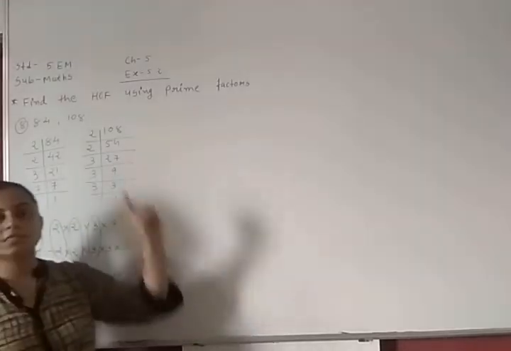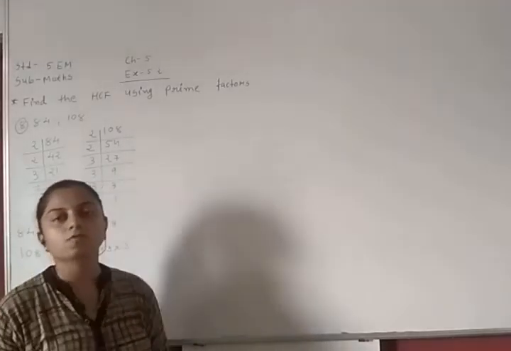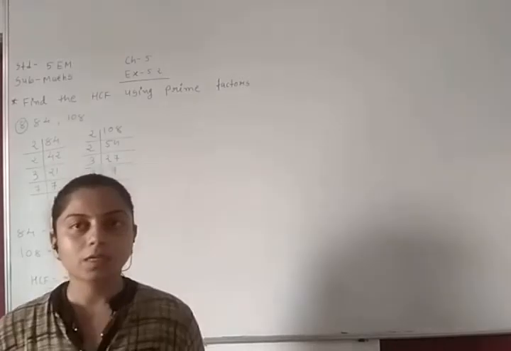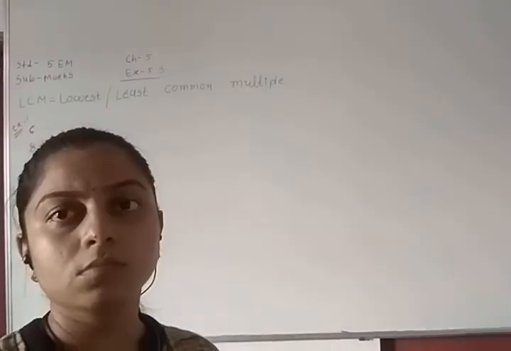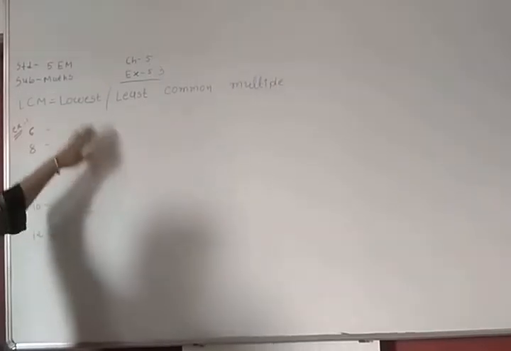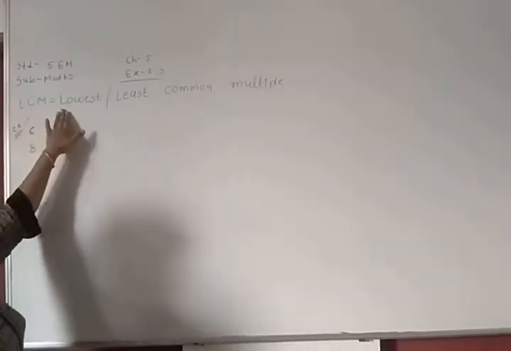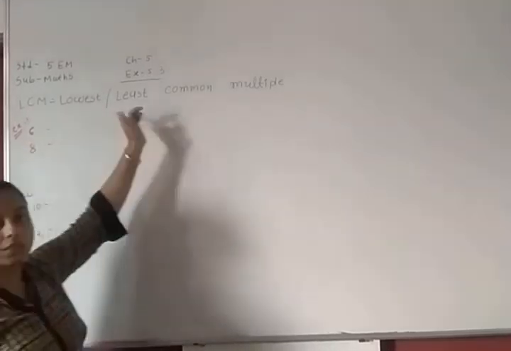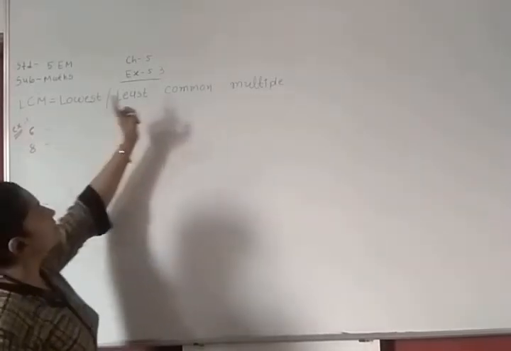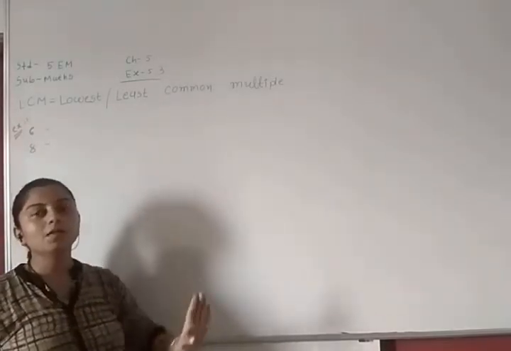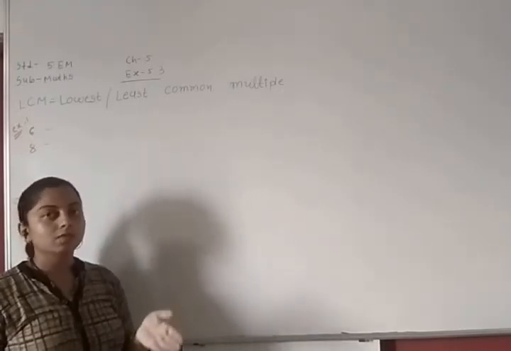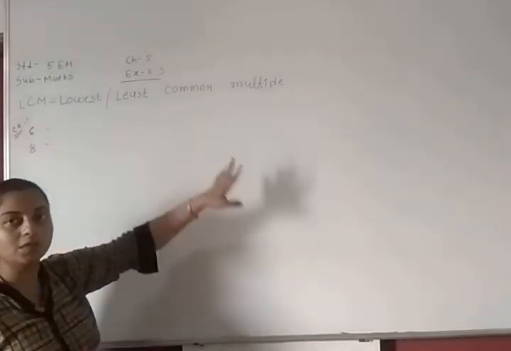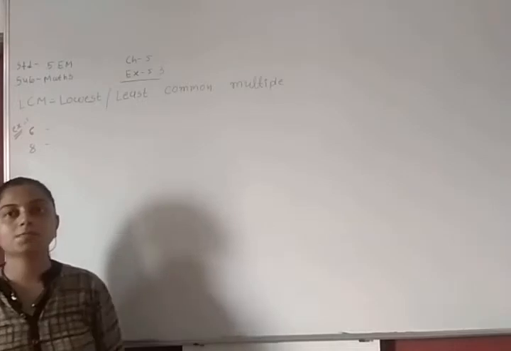So here our exercise 5.2 is over. Now we'll go for exercise 5.3 and in that we will learn LCM. See, as I told you before, the full form of LCM is Least Common Multiple. L stands for least, C stands for common, and M stands for multiple. I already explained what a multiple is, right? Now least means lowest. You can write lowest common multiple also, or least common multiple also.